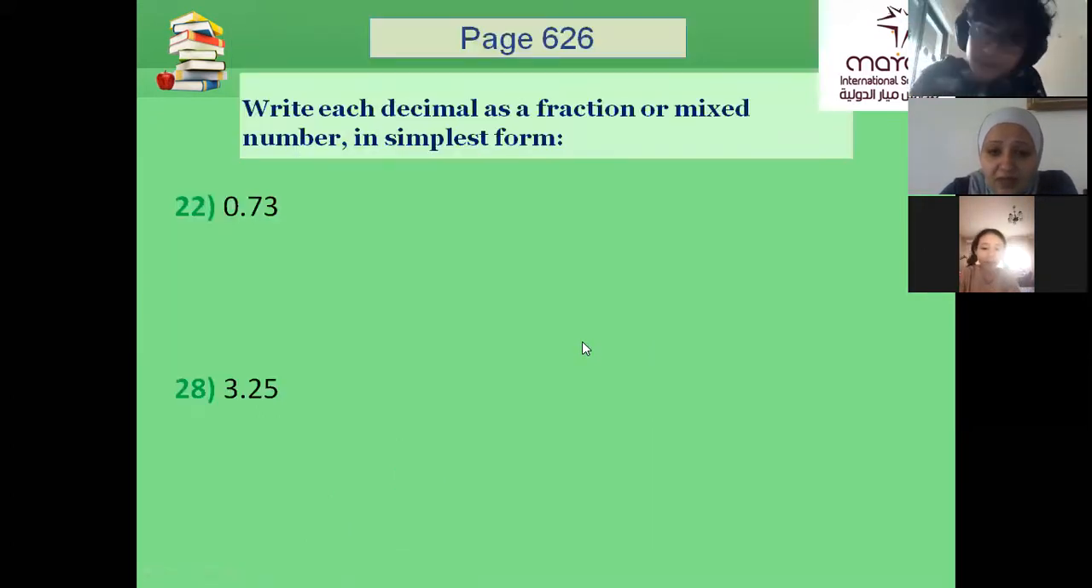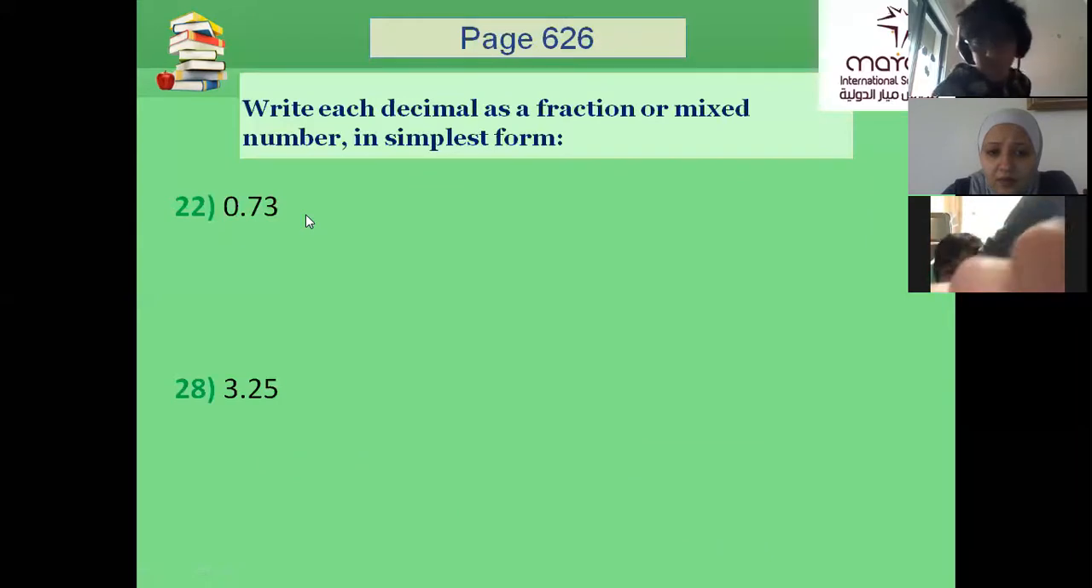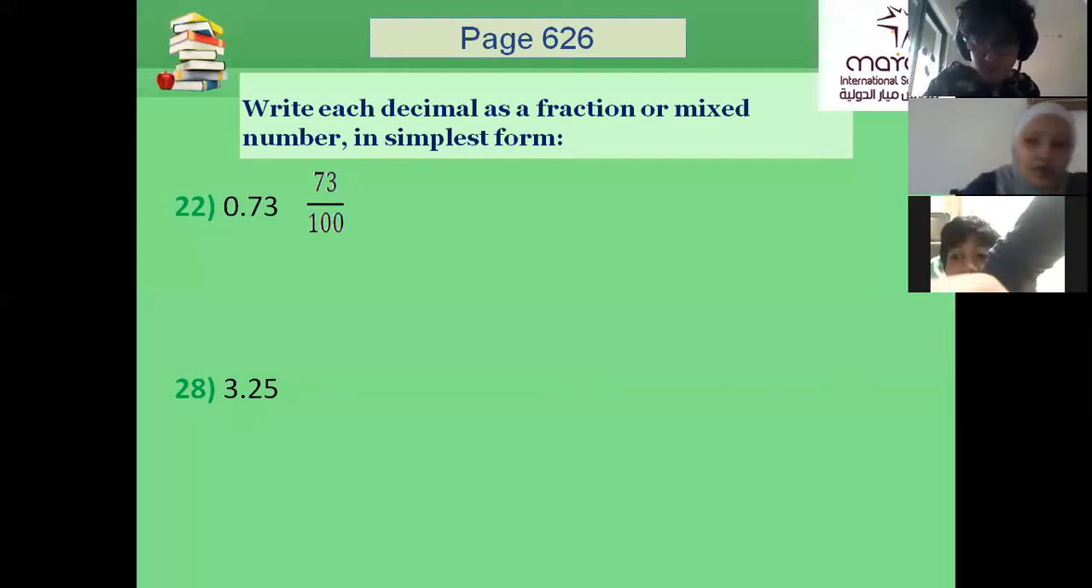Okay. Abdurrahman Fouda, can you remind me of this? How do I write it as a fraction? Okay, when I write it as a fraction, I write it 73 out of 100. Yes. It's not simplest form. Are you sure? It is simplest form. Okay, thank you.